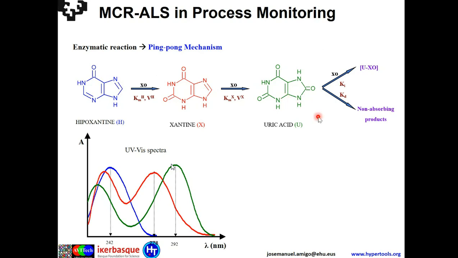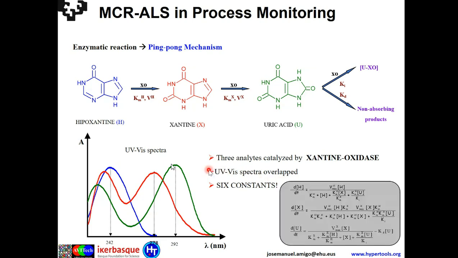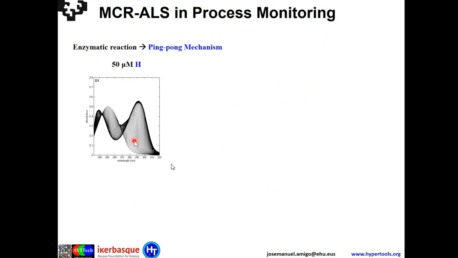Okay, so the problem of this reaction is that the three molecules are catalyzed somehow by the same enzyme, xanthine oxidase. The second problem is that the spectra are strongly overlapped together with the spectra of the urine, that I will show you later, that is actually absorbing in all the wavelength ranges. And if we want to monitor this system, we will find that it's a complicated system to monitor because there are 6 constants.